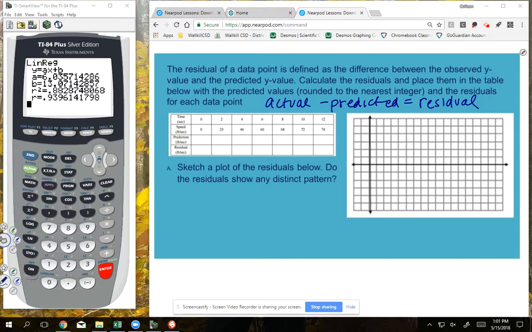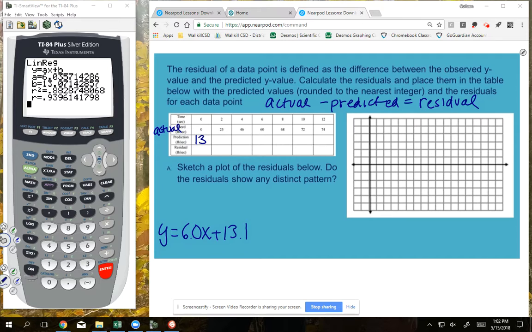To calculate the predicted values, we take the equation that we created, the 6.0x plus 13.1, and we plug in our x values and find our predicted y values instead of our actual y values. These are our actual ones right now. We're going to find the predicted ones. So if I plug in 0, what's 0 times 6? Everybody? 0. 0 plus 13.1. 13.1, but it says we can round to the nearest integer, so we're just going to put 13.